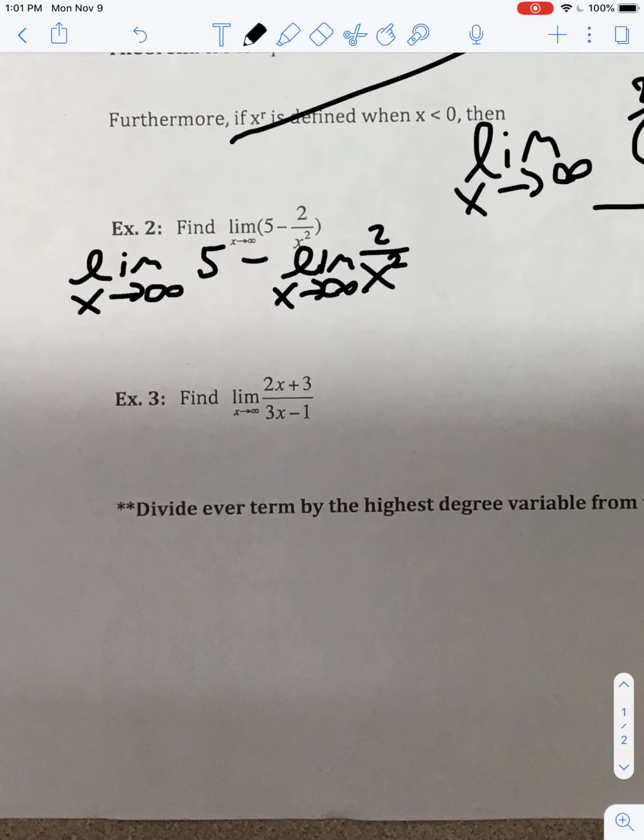Well, again, if you think back to our limit stuff, the limit of a constant, think about graphing the line y equals 5. That's what this first one is saying. As x gets really, really big, the y value is always going to be 5. So that first limit is just 5. And then the second one, as the denominator gets bigger and bigger, then 2 divided by some giant number is getting really close to 0. So we have 5 minus 0, which is 5.